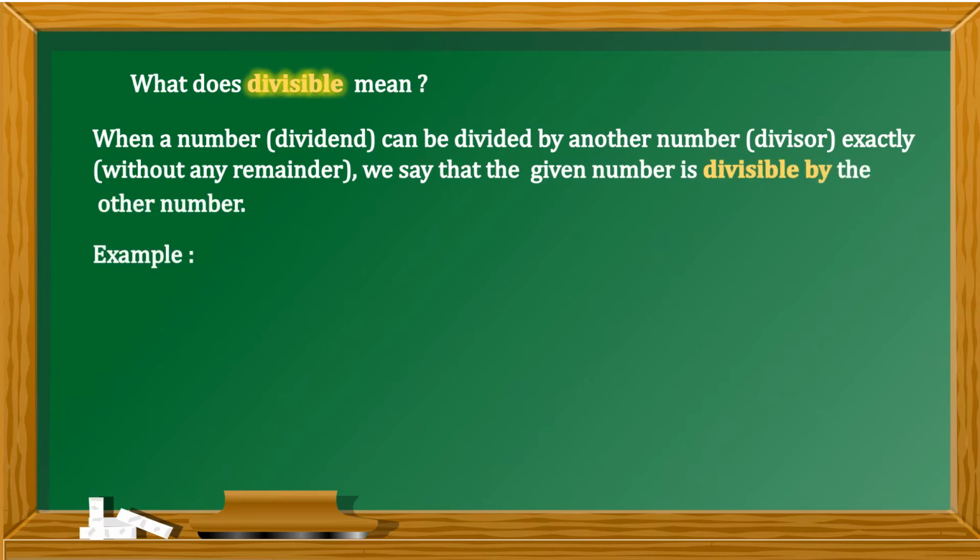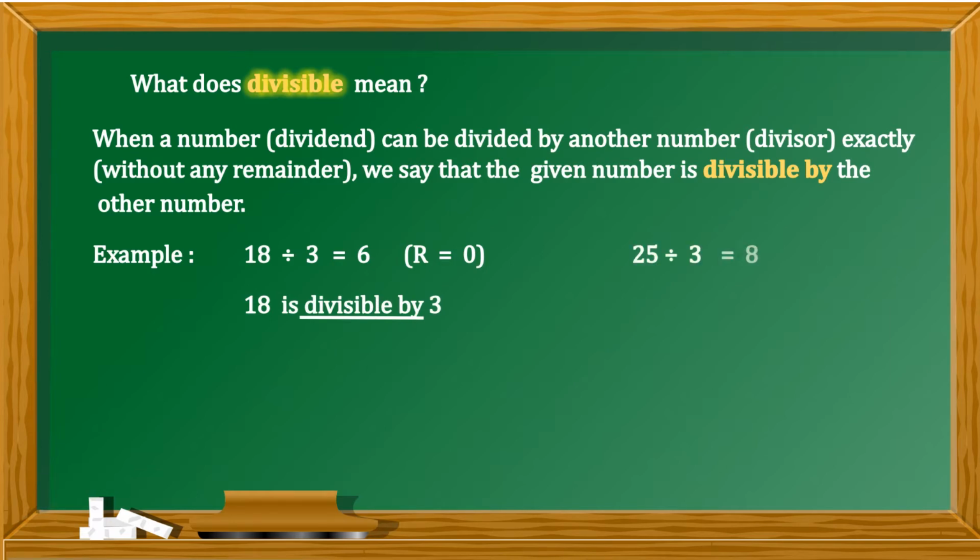For example, 18 divided by 3 is equal to 6 and the remainder is 0. Thus, 18 is divisible by 3. Whereas, 25 divided by 3 is equal to 8 with the remainder 1. This means 25 can be divided by 3 but it is not divisible by 3.